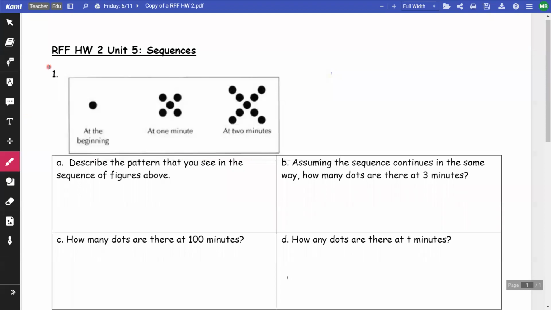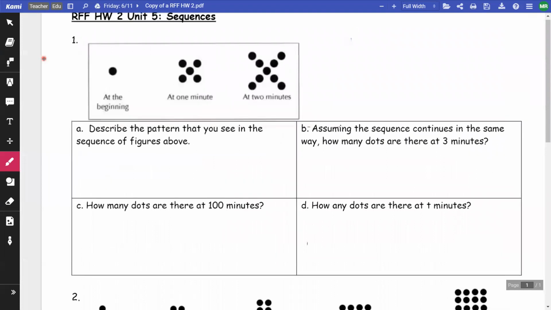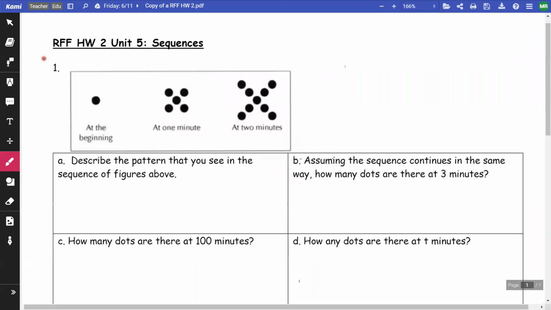So this video is Integrated 1, RFF for second semester, homework 2, okay? So see, this is dealing with sequences. Remember, we have arithmetic and we have geometric sequences. So let's take a look at this one.